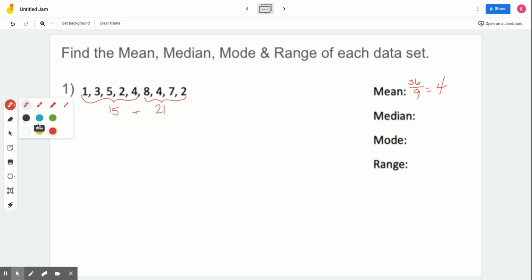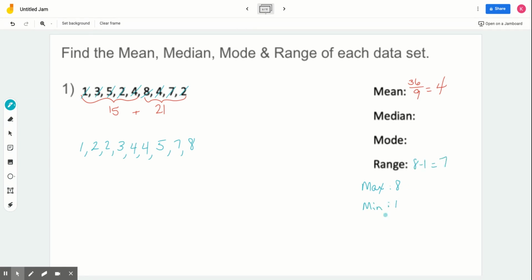Now we need to order the data from least to greatest. So starting with the lowest number. Again, I know I should have 9 pieces of data. 1, 2, 3, 4, 5, 6, 7, 8, 9. Now, again, the range, the maximum is 8. The minimum is 1. So the range is 8 minus 1, which is 7.